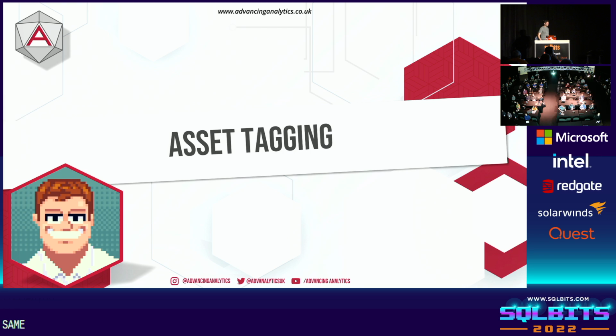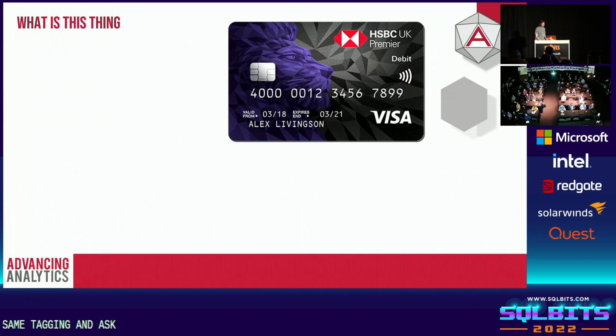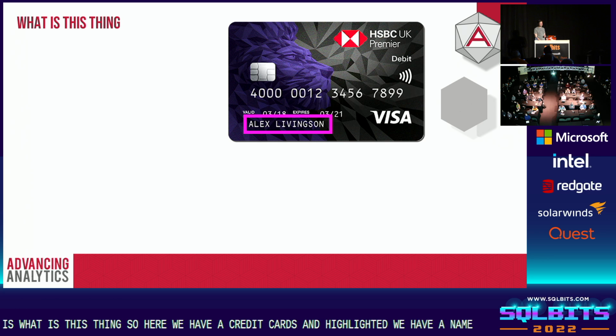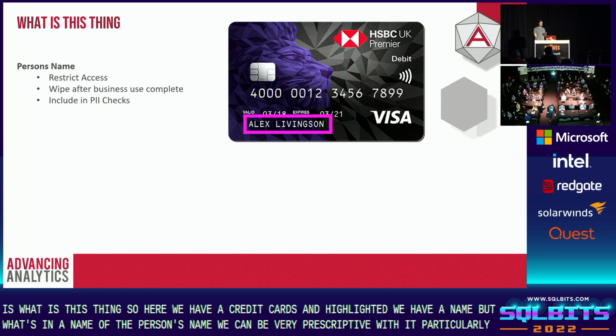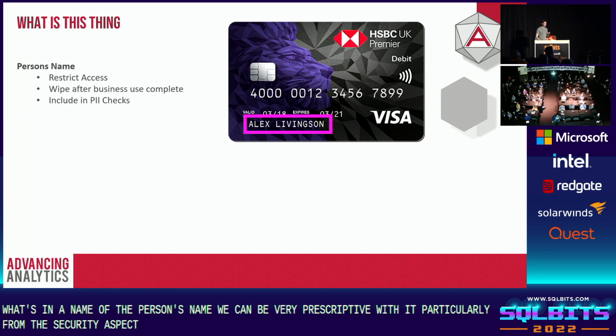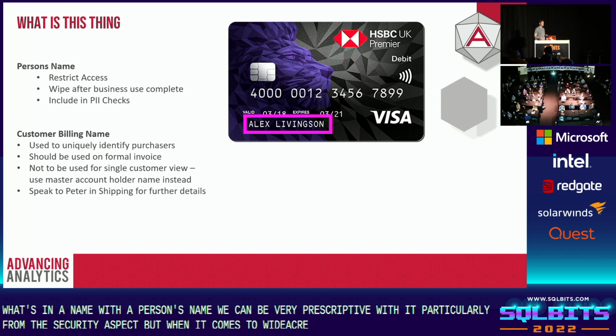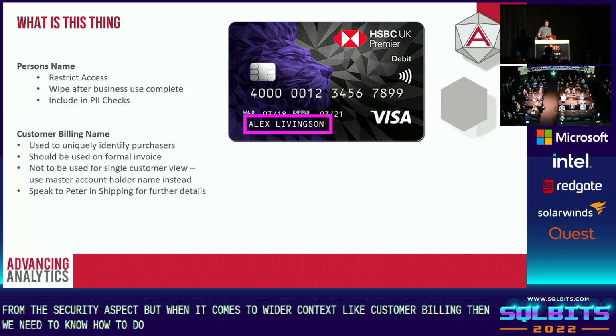So, asset tagging and assets. Asset tagging is going to be like, what is this thing? So here we have a credit card, and highlighted we have a name. But what's in a name? With a person's name, we can be very prescriptive, particularly from a security aspect. But when it comes to wider context, like a customer billing name, we need to know how to deal with it. And this is where asset tagging comes in.